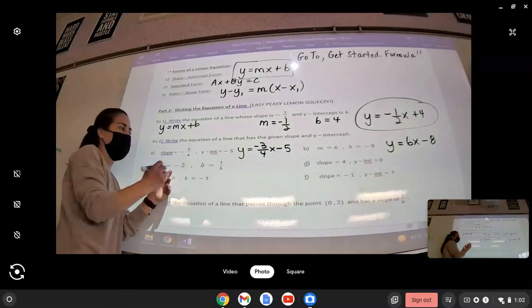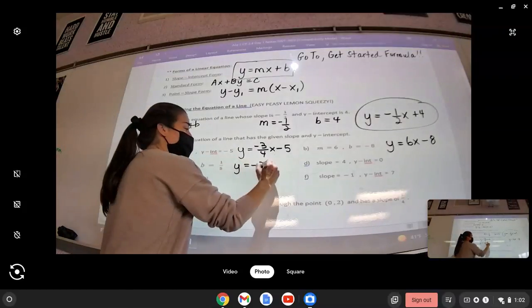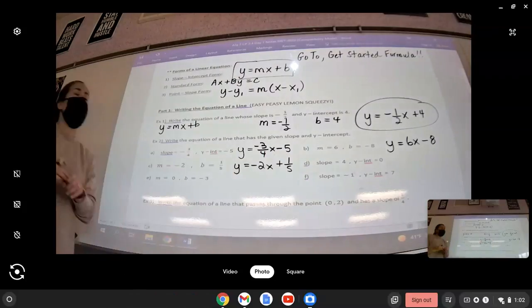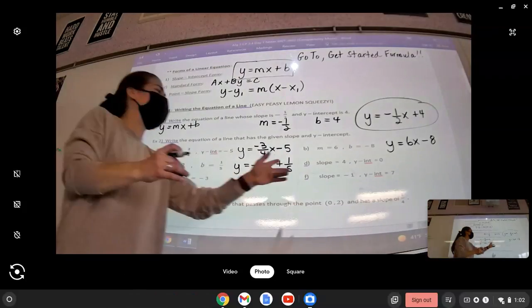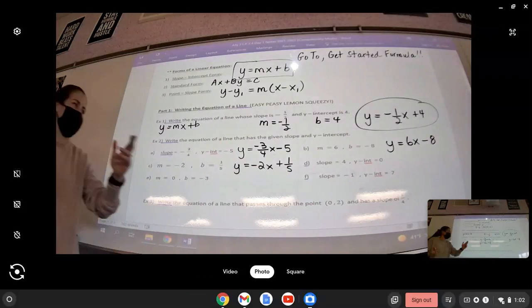So what's this equation going to look like? y equals negative 2x plus 1/5, right? Perfect. All right. Now this one, it technically has two answers, but one is definitely more simplified and more correct.